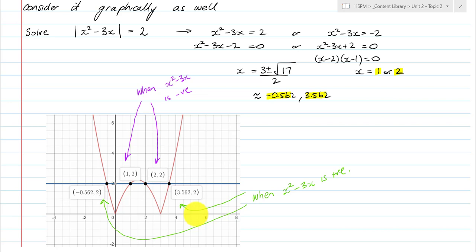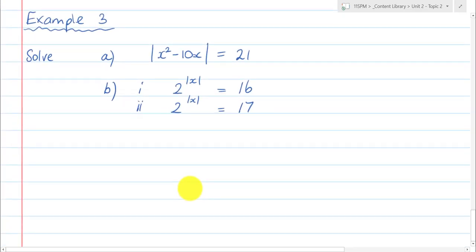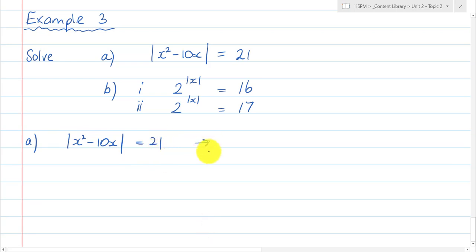And I'm just going to do a couple of examples with you. I haven't got a linear example. I'm hoping that you'll be able to deal with a linear example based on our A and B examples here. So let's start with example A. The modulus of x squared minus 10x is equal to 21 gives me these two separate equations. Either x squared minus 10x is the positive version of 21, or x squared minus 10x is the negative version of 21. That's the only way that modulus can work to give me 21.